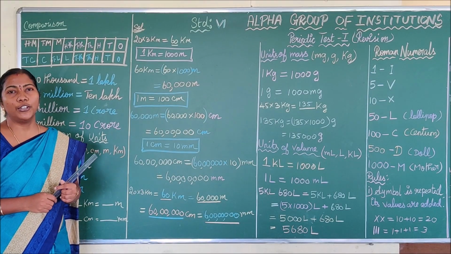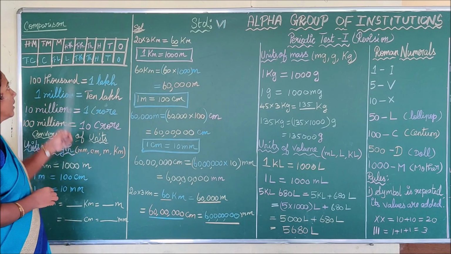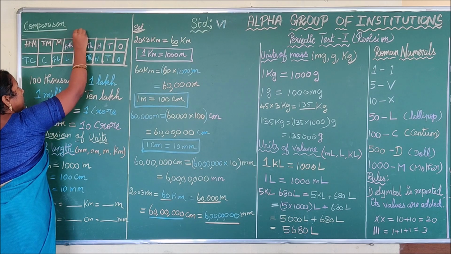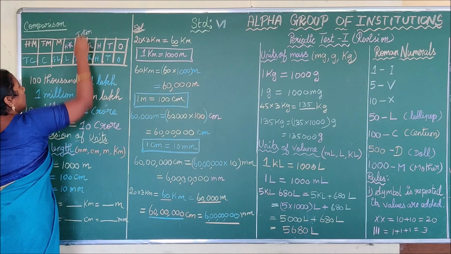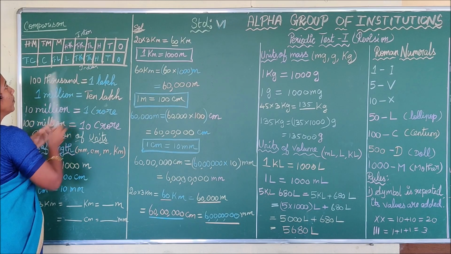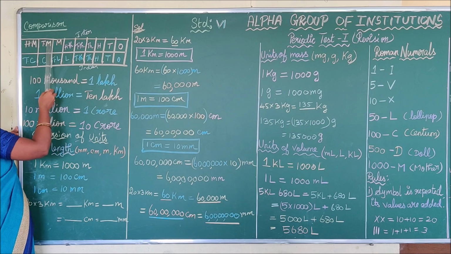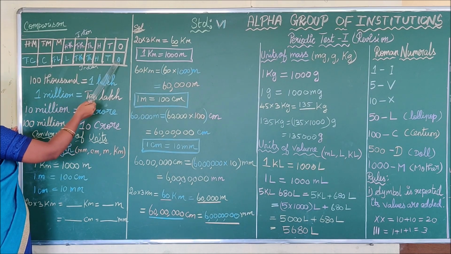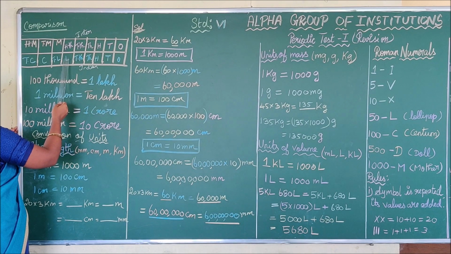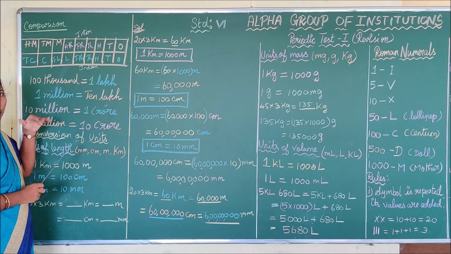Next, children, we are going to compare the Indian system and the international system place value. See here, these are the place values of the international system, and this is the place value of the Indian system. In the international system: ones, tens, hundreds, thousands, ten thousands, hundred thousands, million, 10 million, 100 million. And what are the place values of the Indian system? Ones, tens, hundreds, thousands, ten thousands, lakh, 10 lakh, crore, and 10 crore. Now we are going to compare these place values.